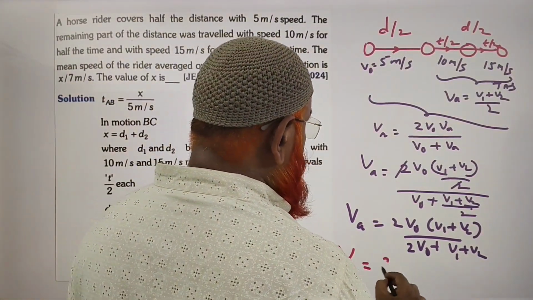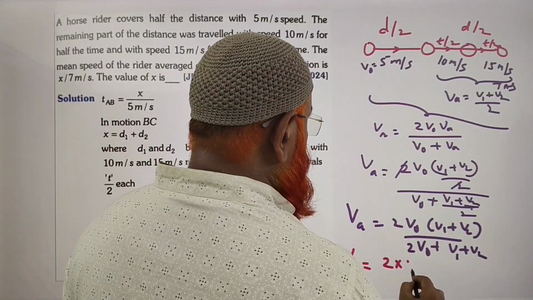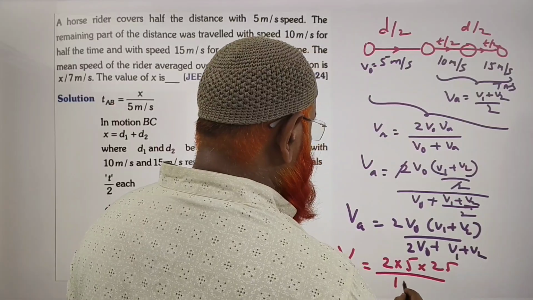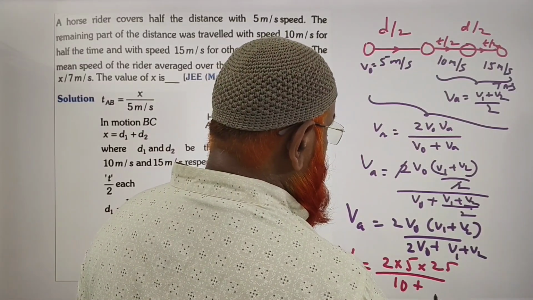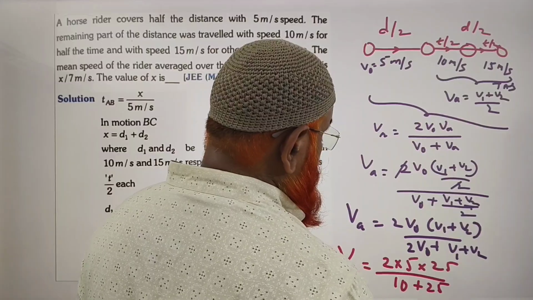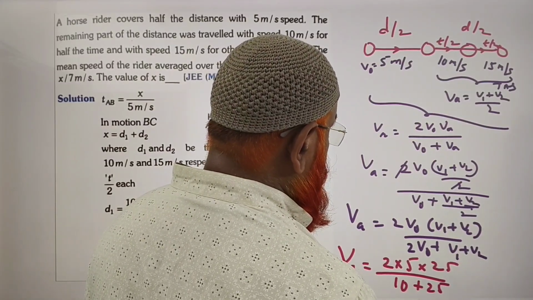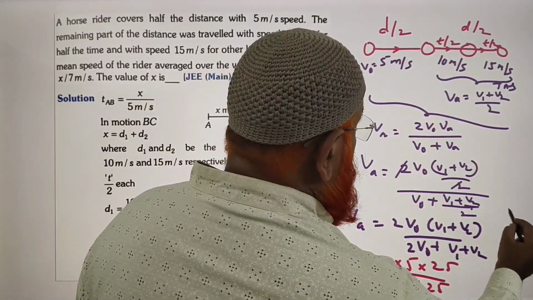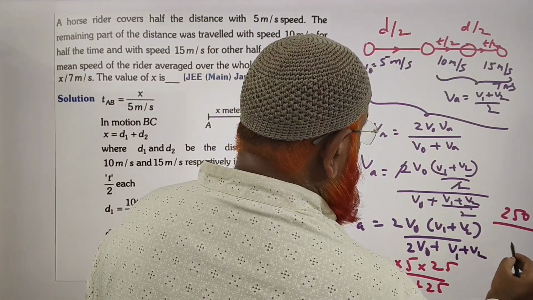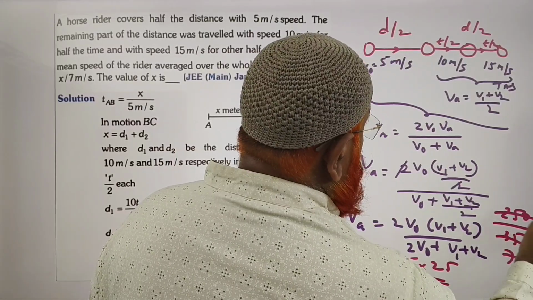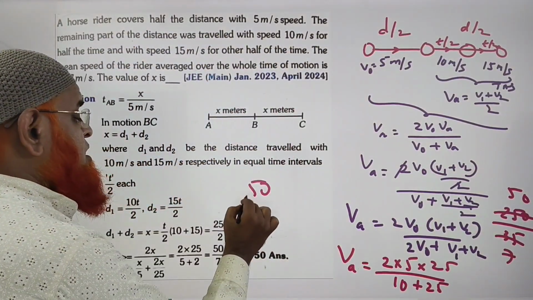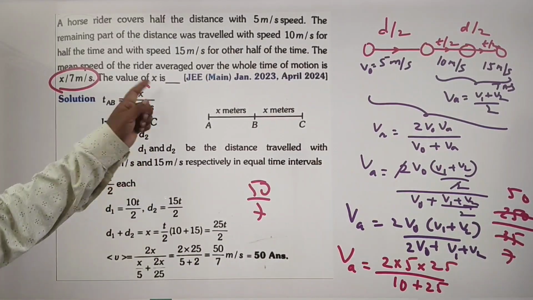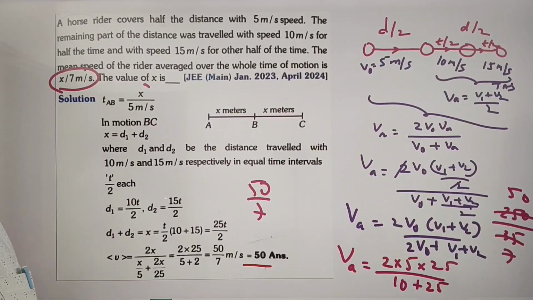So VA is equal to 2 into V0. V0 is how much? 5. 2 into 5 into (V1 plus V2) is nothing but 25. So 2 into 5 into 10, plus V1 plus V2 is again the same 25. Is it okay? So here the numerator is 250, and the denominator is how much? 5 7s are 35, 5 5s are 25. So 50 by 7 is your answer. Okay? What is this? X by 7 is given. It is asking the value of X. The answer is like this.